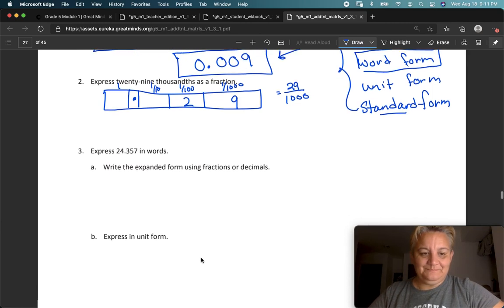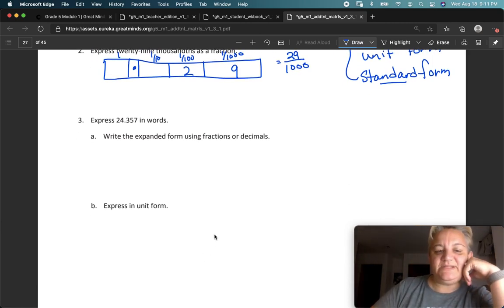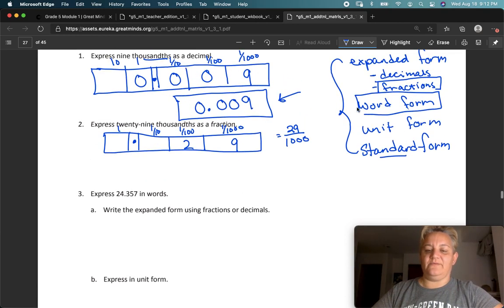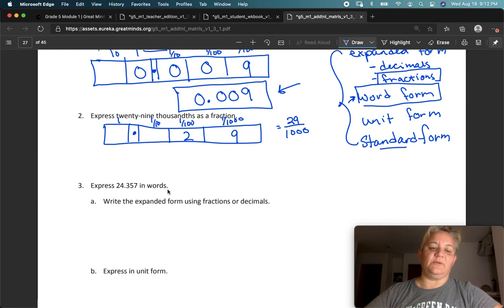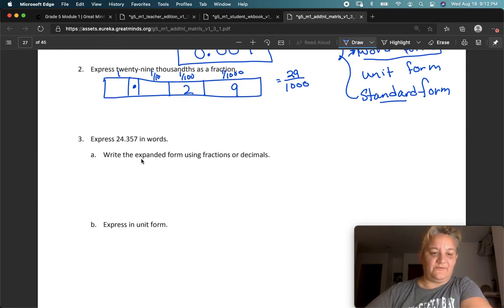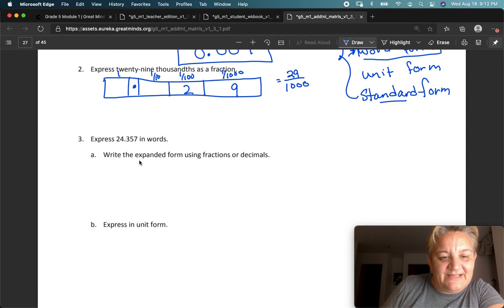Next one, number 3. Express 24 and 357 in words. Okay, word form, that's right there. So they've been giving us word form all along. Now they want us to write it in word form. Okay. Write the expanded form using fractions, in words. Well, words is different than fractions and decimals, isn't it? Okay, well, I'm going to do both.